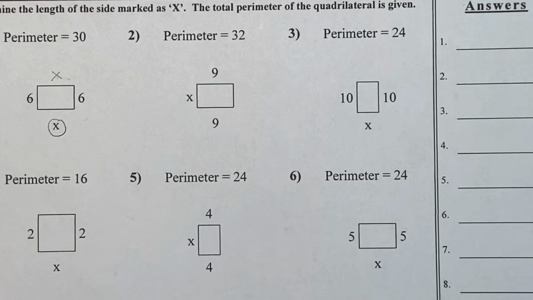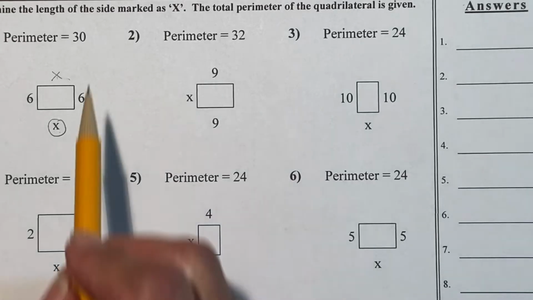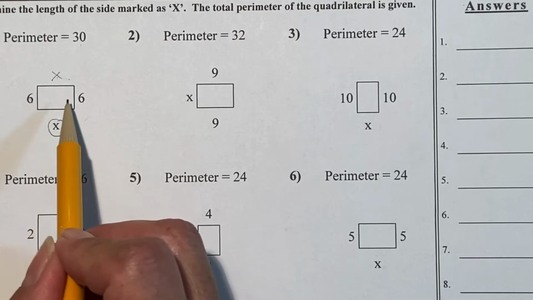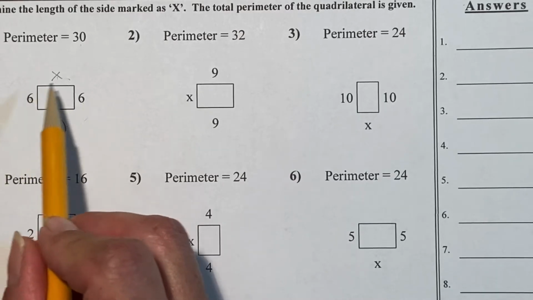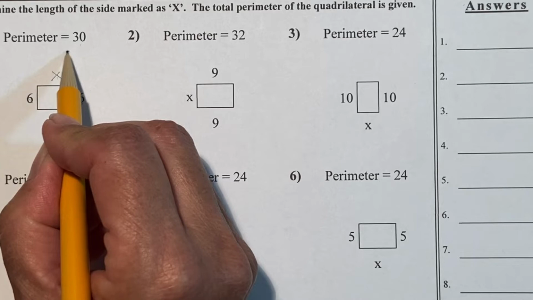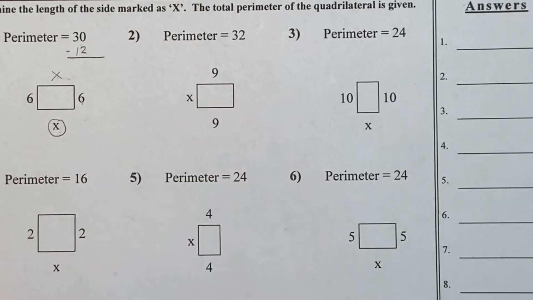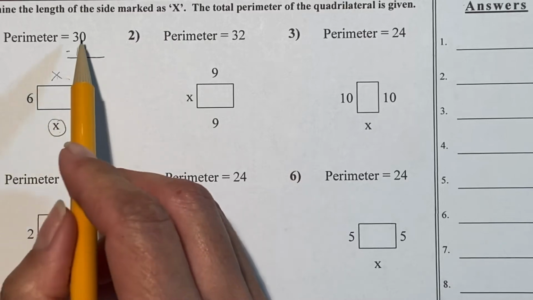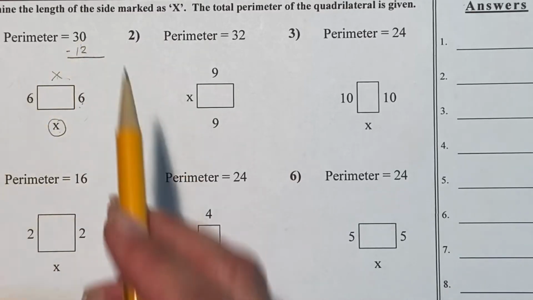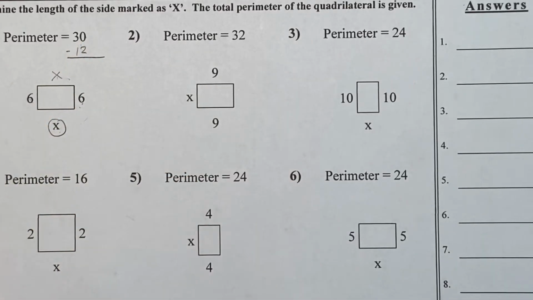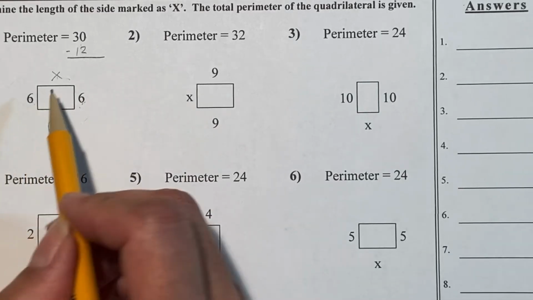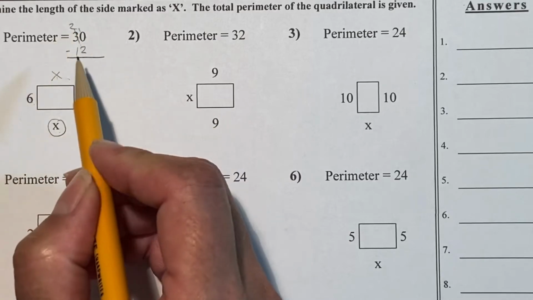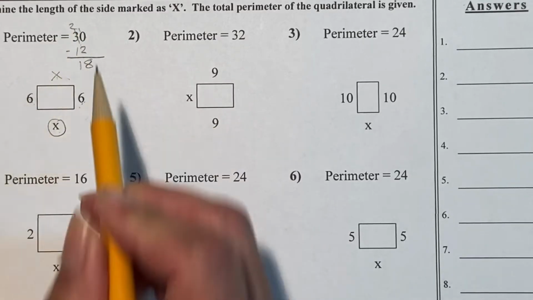So let's see what we've got here. We know that the perimeter on number 1 is 30. And we can see that this rectangle already has a 6 plus a 6. So we know this rectangle already has 12. 6 plus 6. The total of the perimeter is 30. We're going to go ahead and subtract what we know, the 12 that we know. Got to do a little bigger bottom borrow here, and our answer is 18.